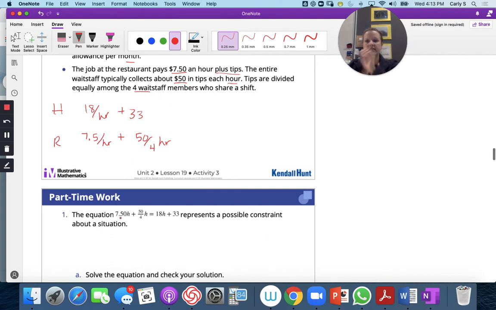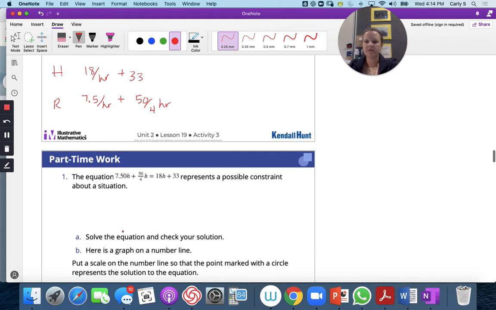The equation 7.50h plus 50 divided by 4h equals 18h plus 33 represents a possible constraint about a situation. Okay? Solve the equation and check your solution.